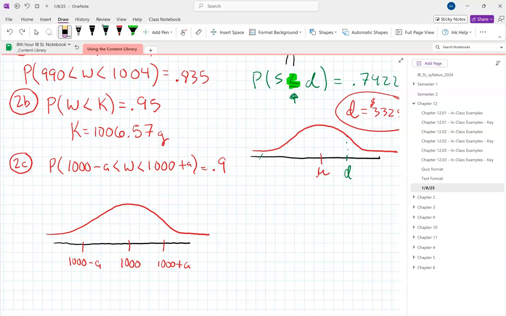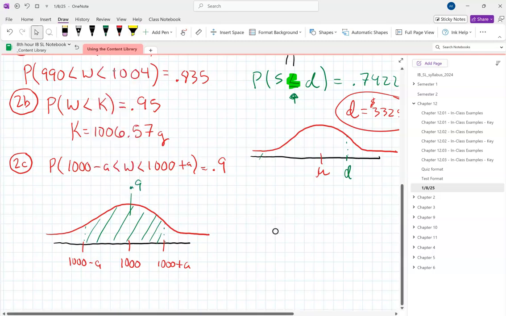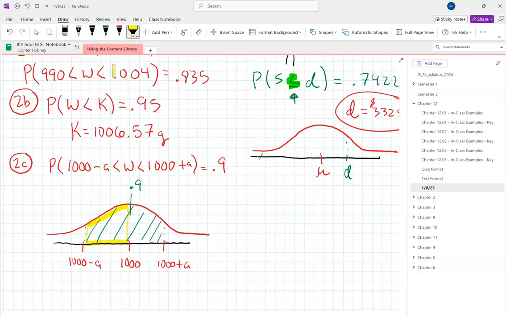Let's use a different color. That's what we have, right? Everybody agree with the picture I've drawn? Makes sense? Okay. So, quick question. How much is that area? Olivia?